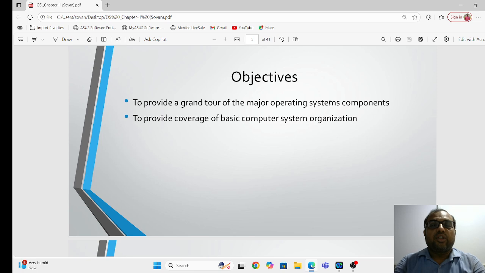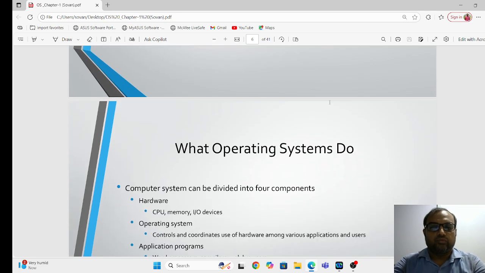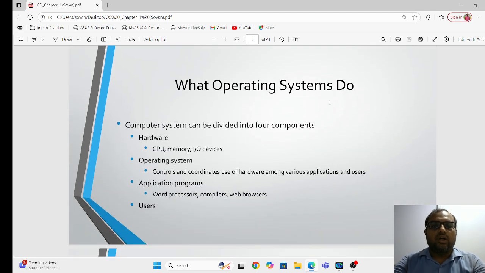They can understand the major components of an operating system and its basic operations, that is, how the computer works and how we can access hardware resources easily from the user interface. Now, what is an operating system, and what is the purpose or the operations of an operating system.